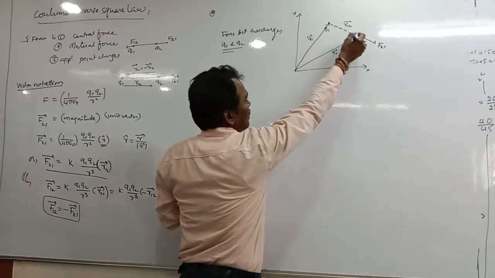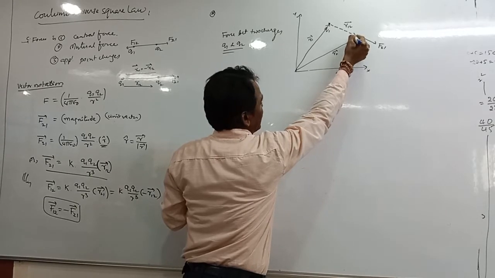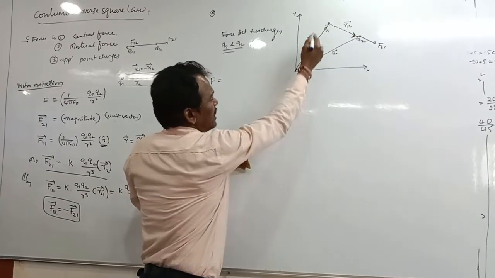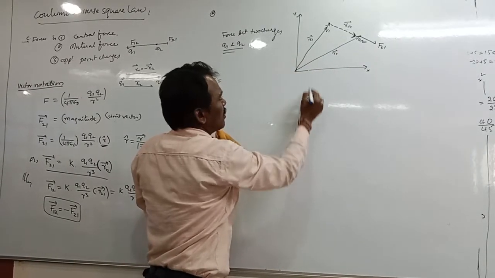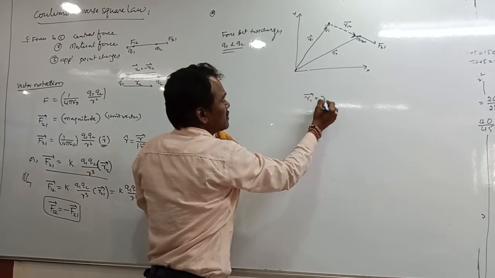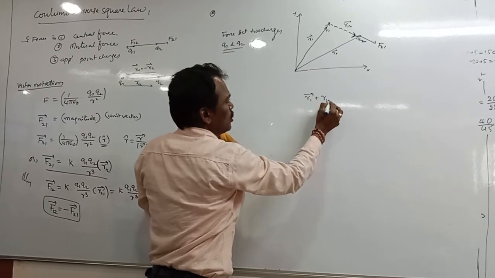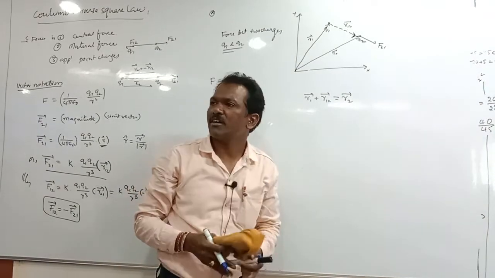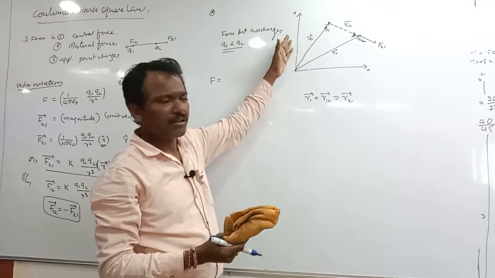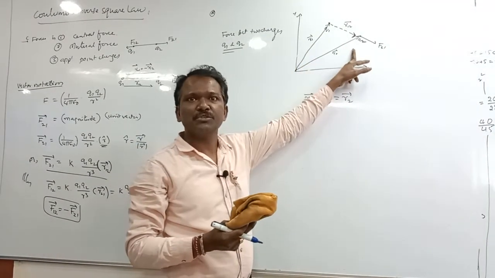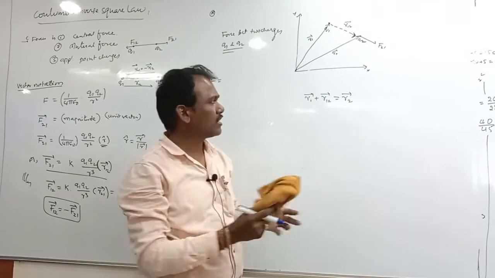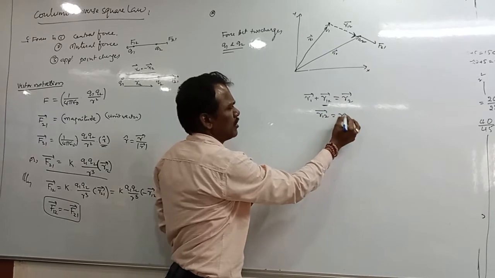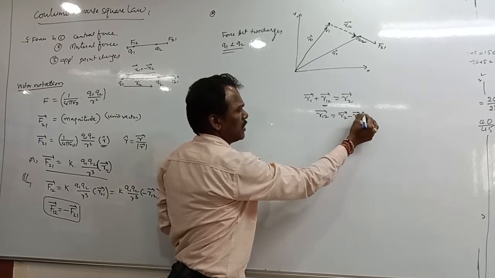What can we write here? This force is a vector, and this is r12 bar, right? We can write r1 bar plus r12 bar is equal to r2 bar. It is the vector addition process, right? The sum of these two vectors gives the resultant one. We need r12 bar is equal to r2 bar minus r1 bar. Okay.